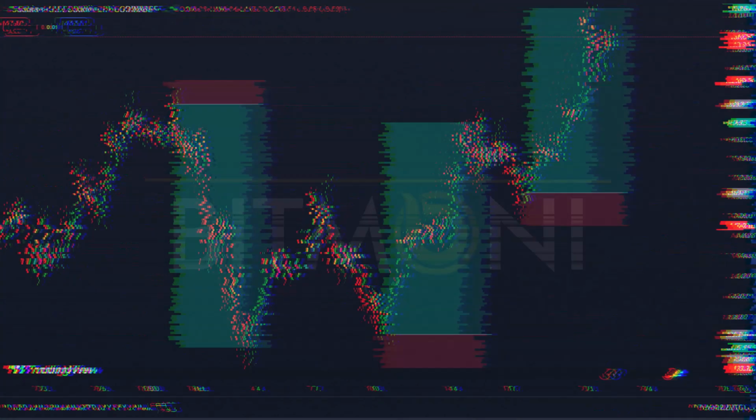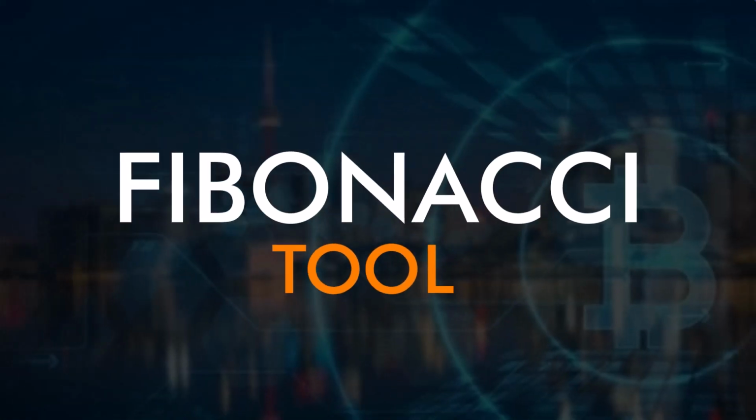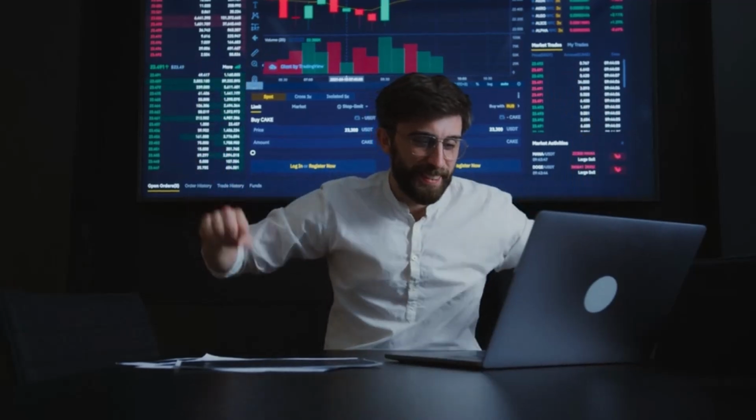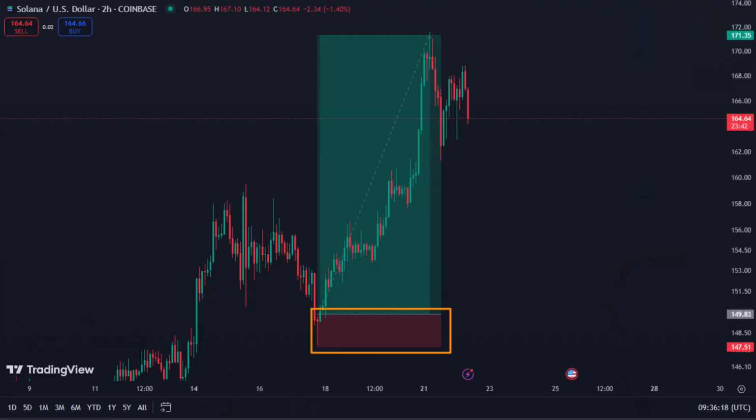Today we will show you a profitable trading strategy using the Fibonacci tool. We will also reveal our #1 entry technique that will enable you to make strong entries with tighter stop losses and larger targets to enhance your profitability in trading.